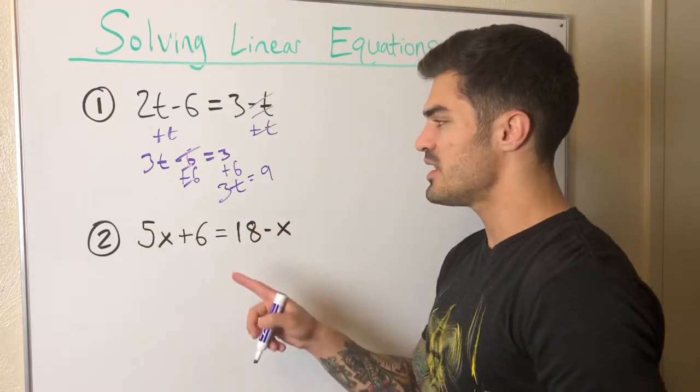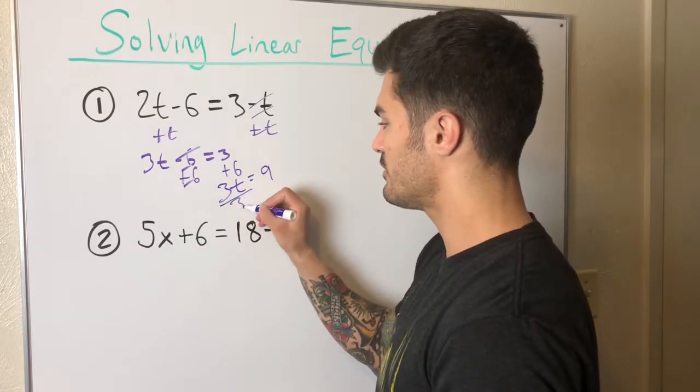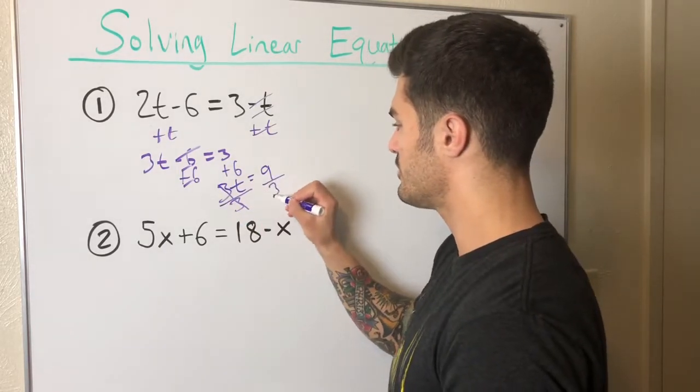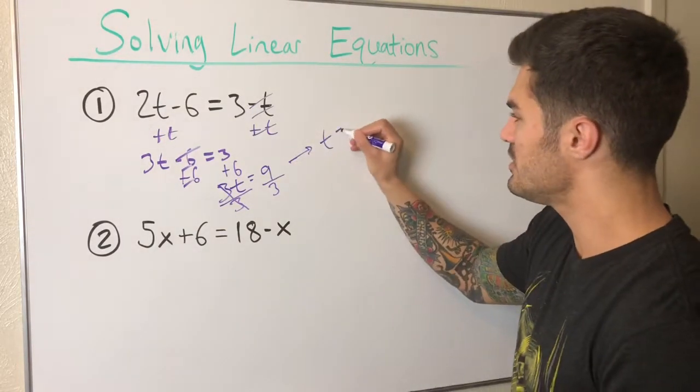Now, how do I get this t by itself? It's being multiplied by 3, so I divide by 3. I got to get rid of that 3. So divide both sides by 3, and I get, let me draw a little arrow here, I get t equals 3.